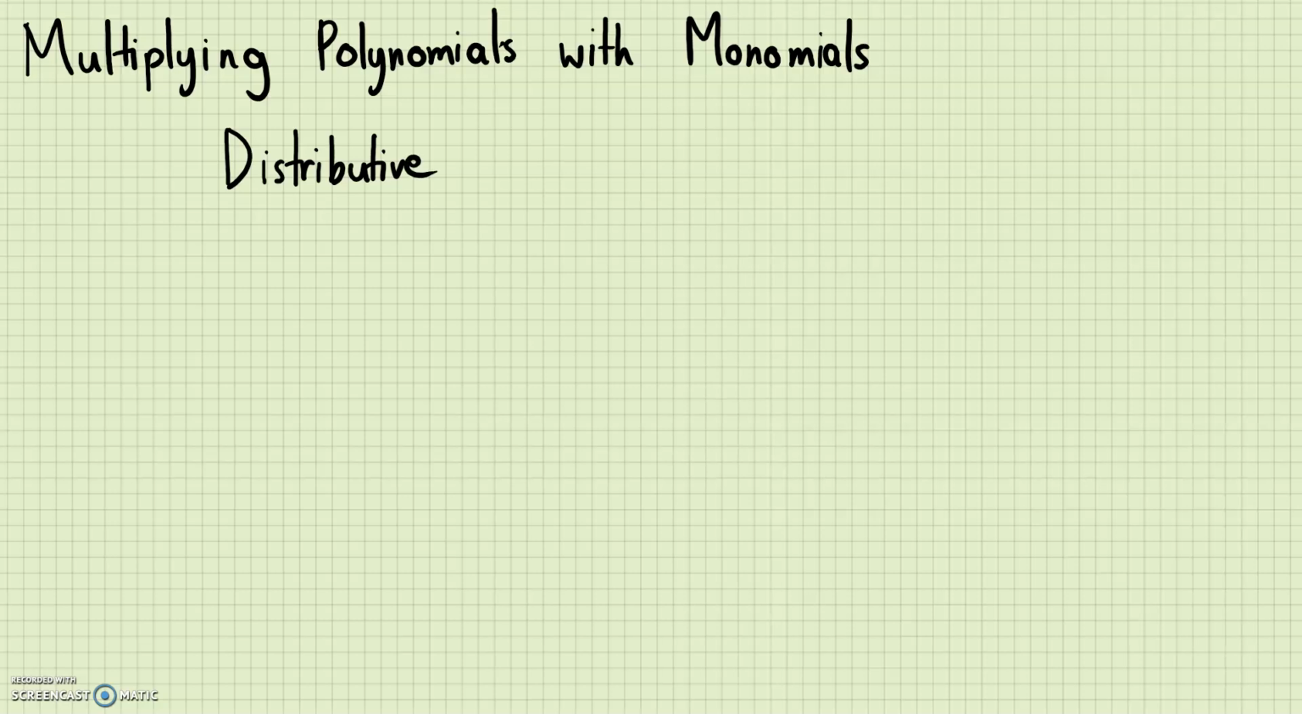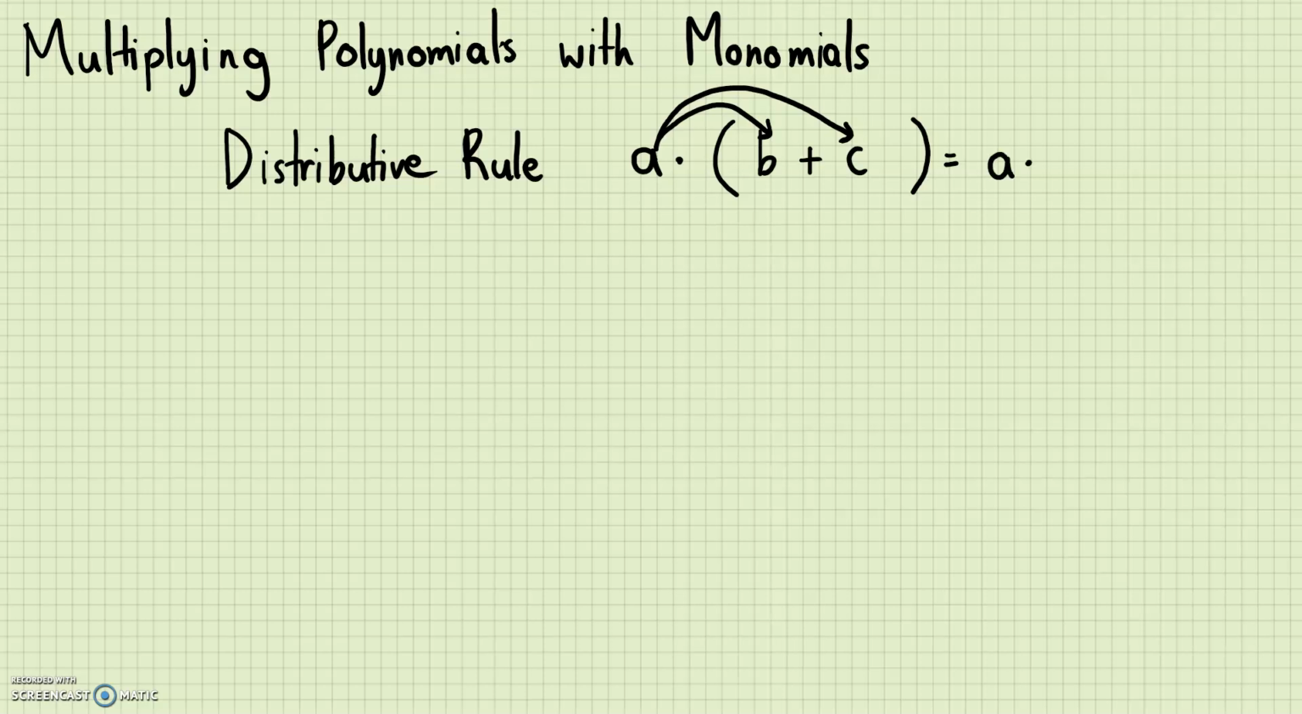Distributive rule, which says if you're multiplying a monomial or a number to a polynomial, say b plus c, then you have to distribute the number or the monomial that you're multiplying to each of the terms inside the parentheses. So that would become a times b plus a times c.